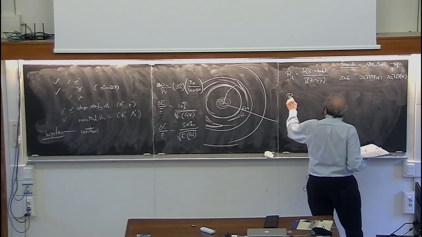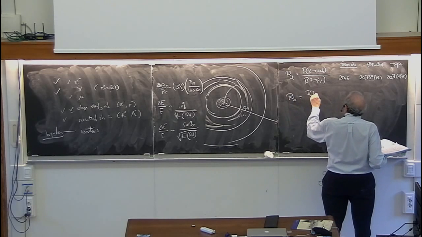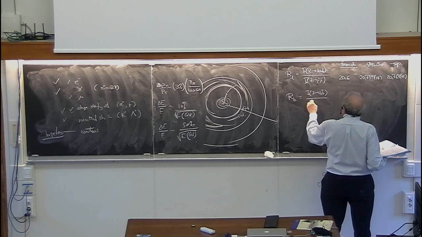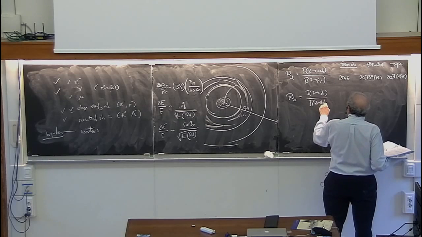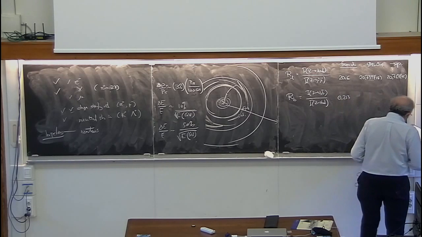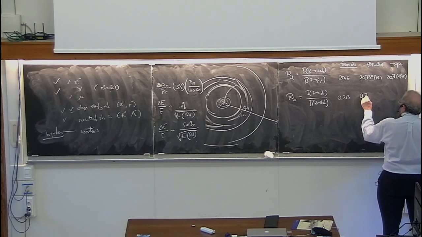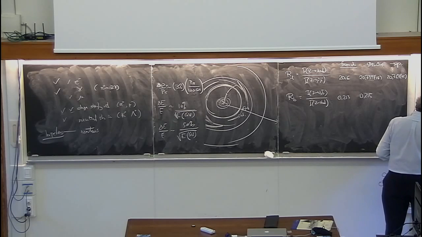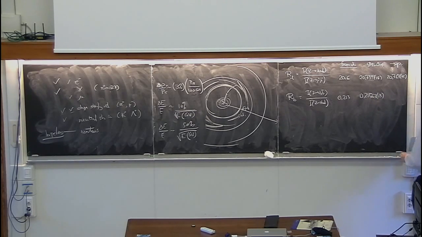Here are two more. RB, Z to BB bar, divided by Z to all hadrons. From the estimate that I gave you earlier, 0.213, full standard model corrections, 0.21562, with an error of 13 in the last places. And from experiment, 0.29, with an error of 66 in the last decimal places.